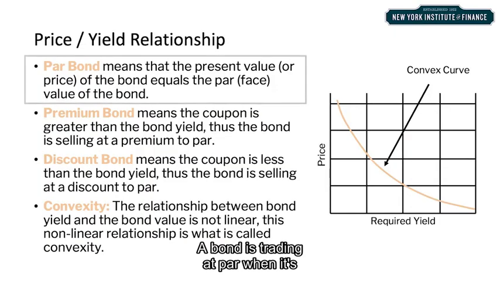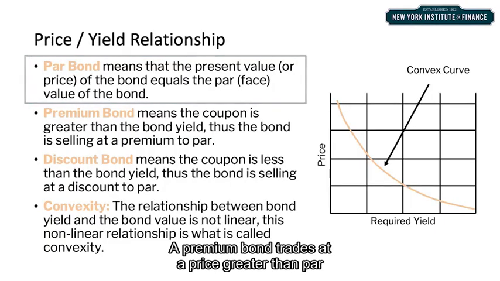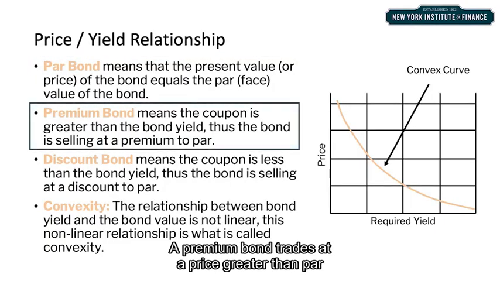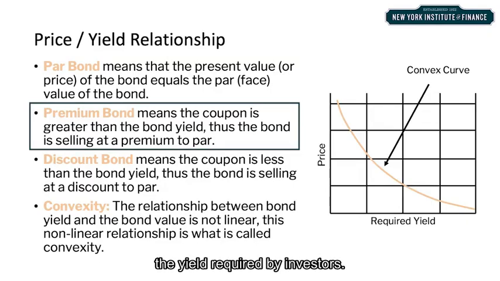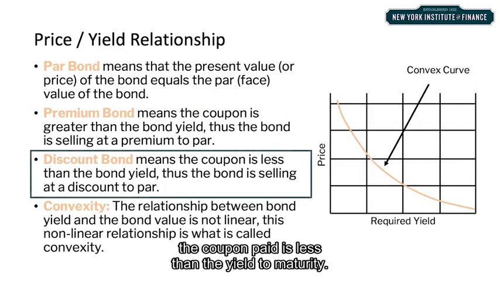A bond is trading at par when its present value equals its face value. A premium bond trades at a price greater than par when the coupon paid is greater than the yield required by investors. A bond sells at a discount when the coupon paid is less than the yield to maturity.